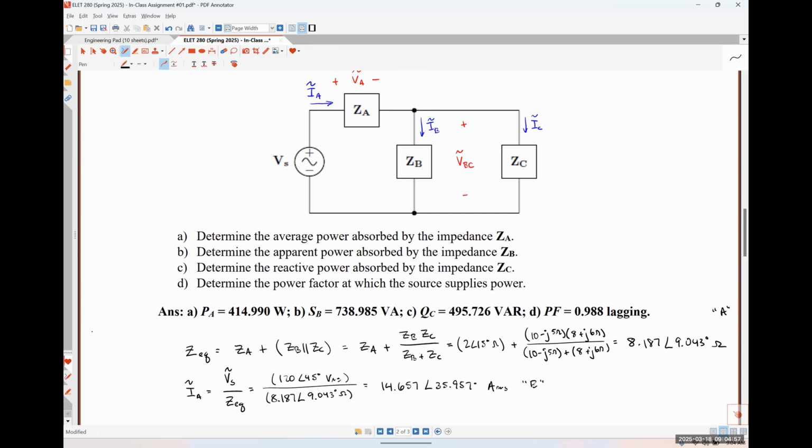Okay, so now that we know what that current is, how can we solve for any of the other quantities? So we can. How would you suggest that we do that? Okay, so I wasn't sure if you guys were aware of current division, but absolutely. How did you guys learn current division?